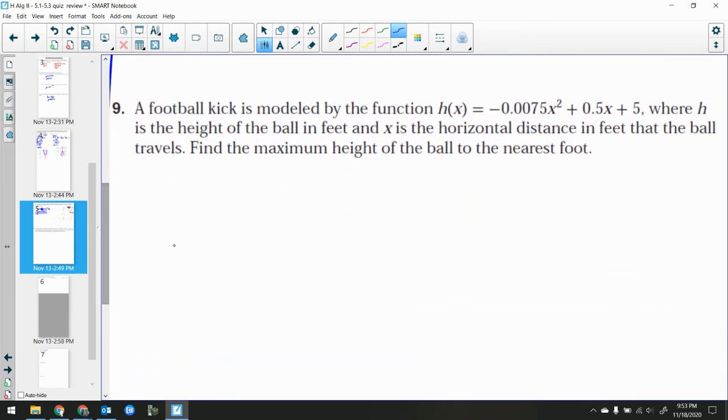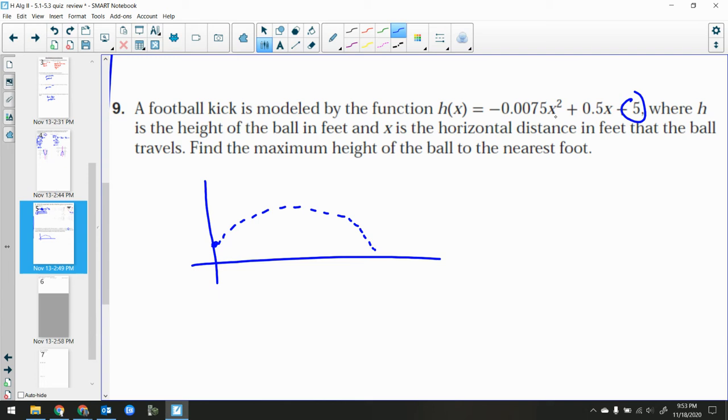Okay, a football kick is modeled by the function h of x, where h is the height of the ball in feet, and x is the horizontal distance that the ball travels. Find the maximum height of the ball to the nearest foot. So it's kind of like the problem I gave you at the beginning of the lesson today. We're saying at 5 feet, maybe it's punted or something. He dropped it. Still kicking it 5 feet off the ground. I'm not sure about that. But anyway, here is the path of the ball, right?